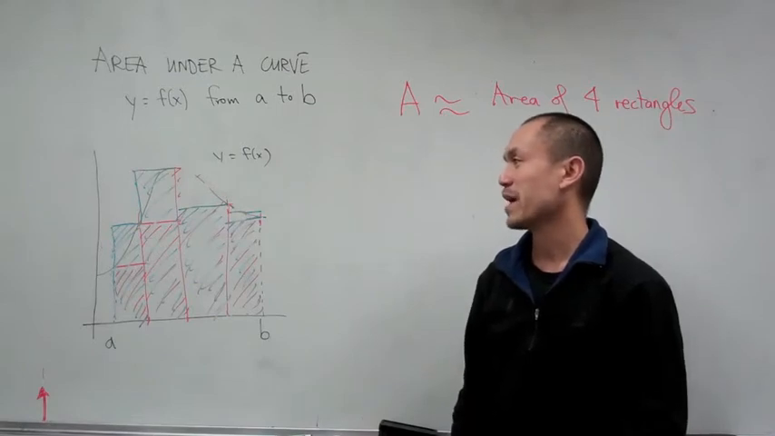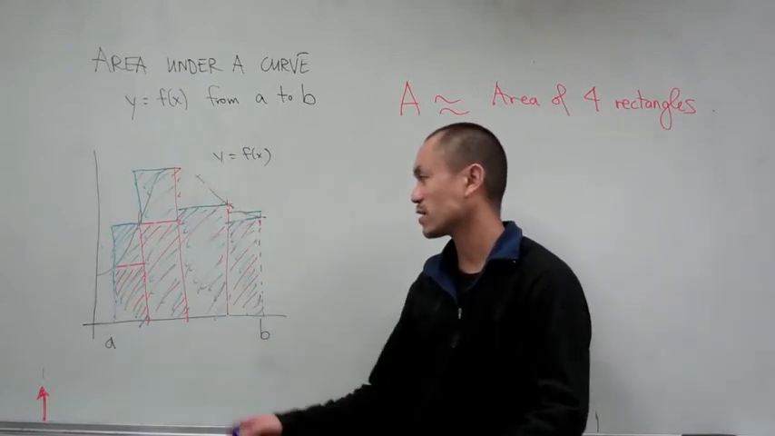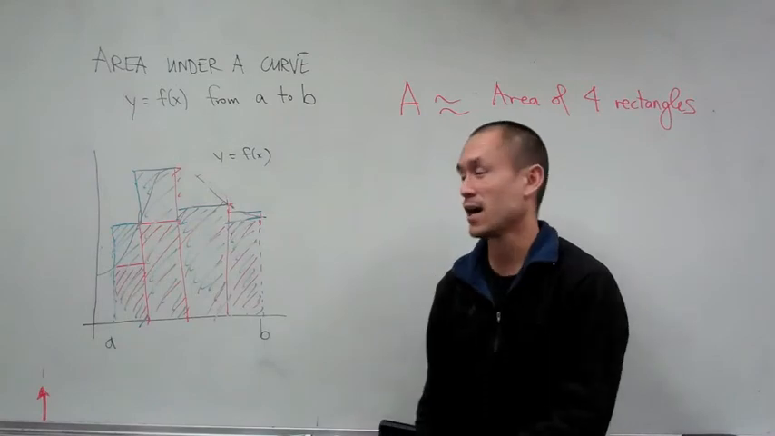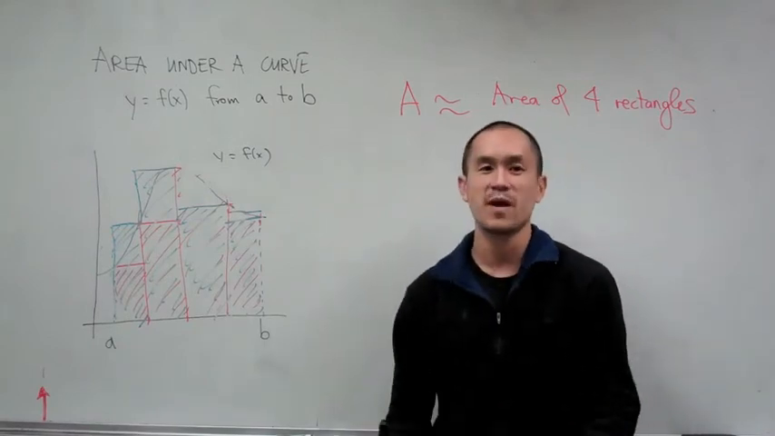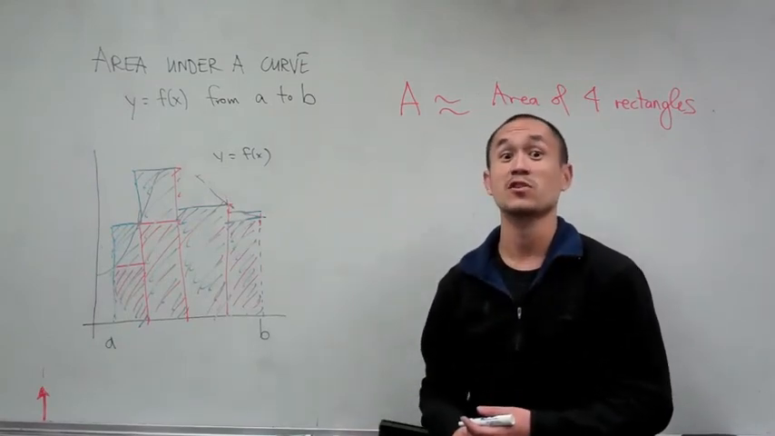Next thing we need to worry about is left endpoint, right endpoint. How do I write it down? How do I write it down precisely using mathematical notation? That's what we want to talk about next.